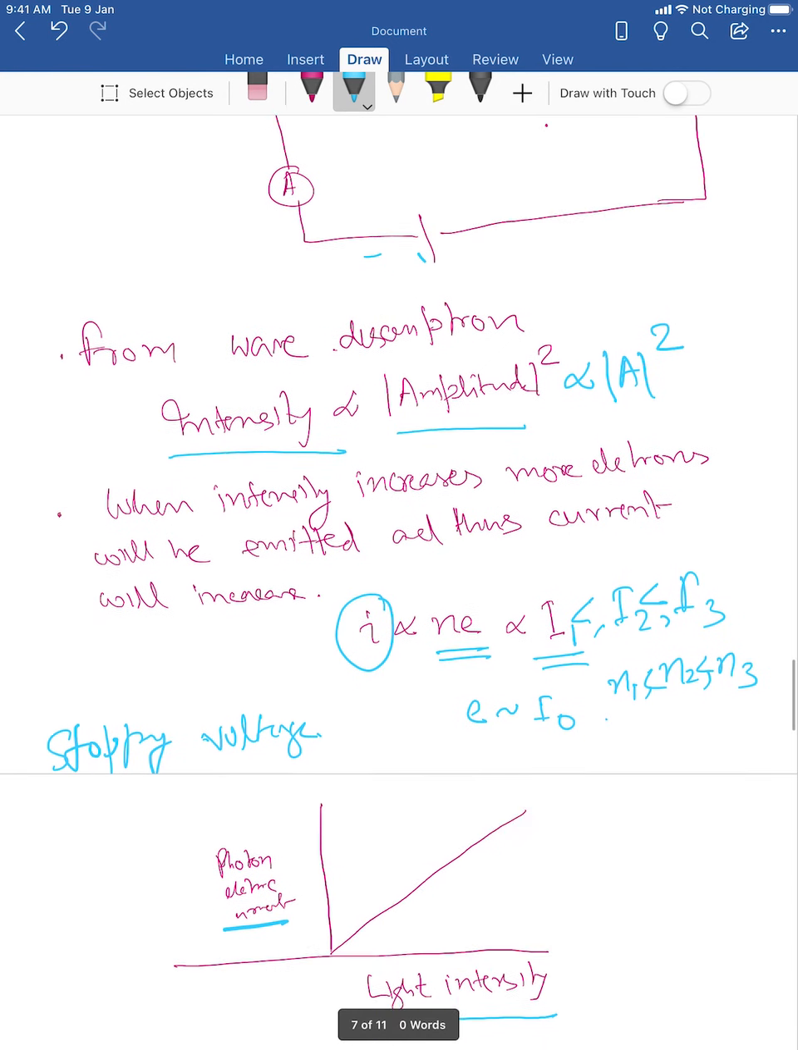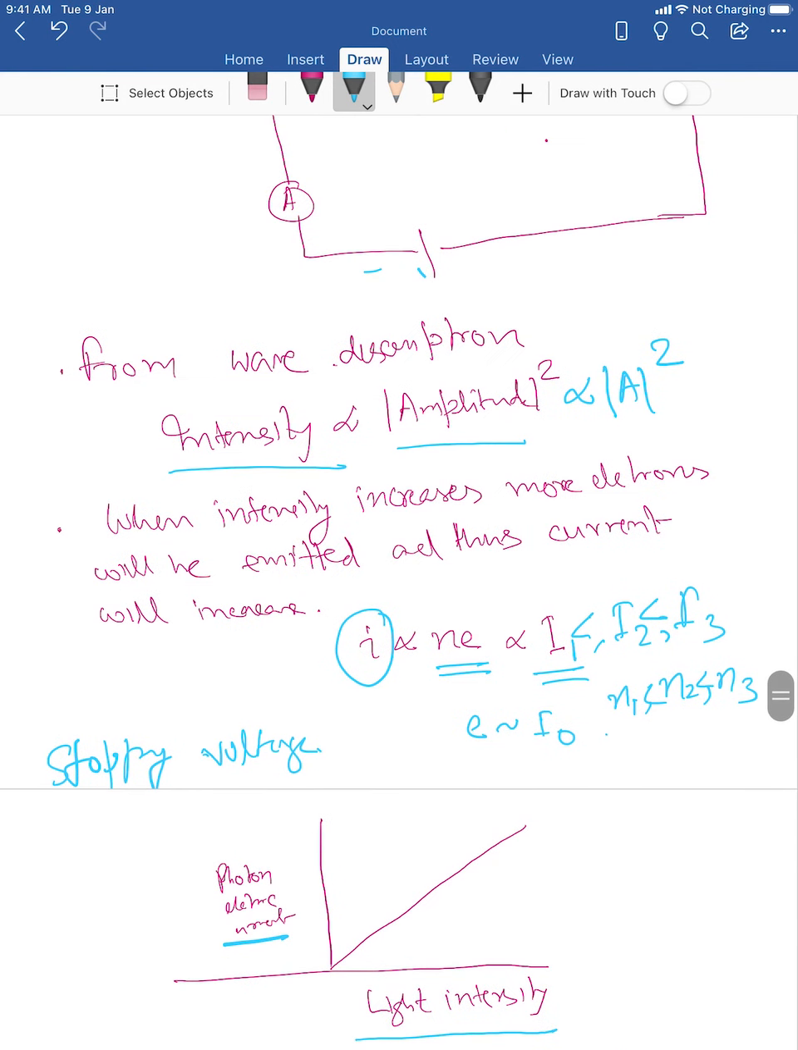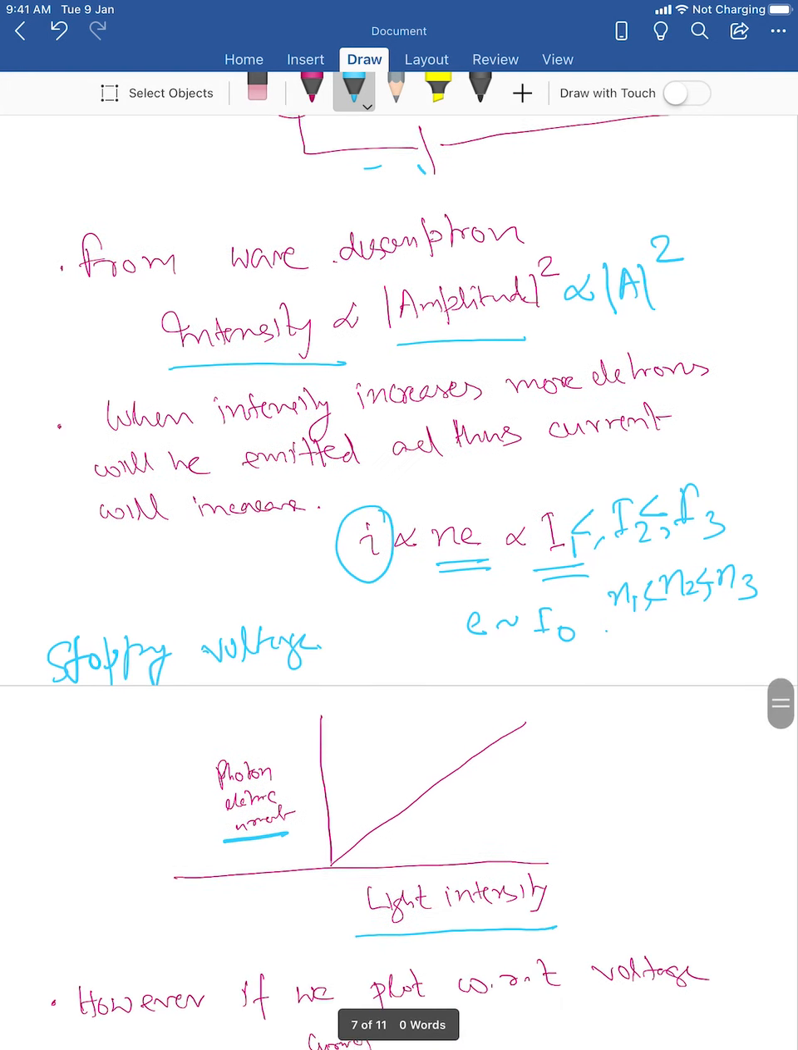Now if you have a sufficient intensity, for a given intensity, if you go to a maximum intensity, let's say I max, then you have taken out all N electrons, and that depends on the intensity. So for I1 there is a maximum number of electrons that can come out, for I2 there is another maximum number of electrons that can come out, and similarly for I3.